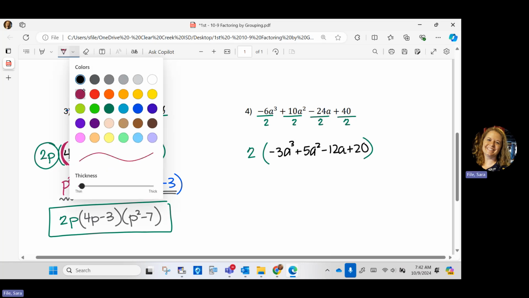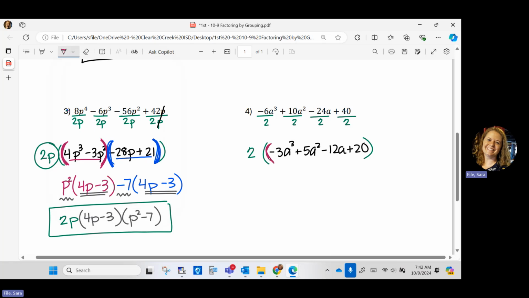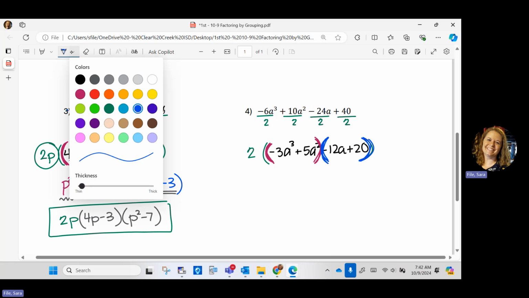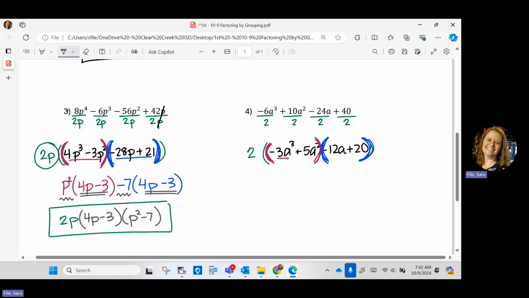Now I'm going to create my 2 groups. I'll do my first group and my second group. So in my first group here, what can be taken out of both of those? Yeah, just the a squared, right? Okay, if I factor out a squared. Now, I really don't like my lead term to be negative.